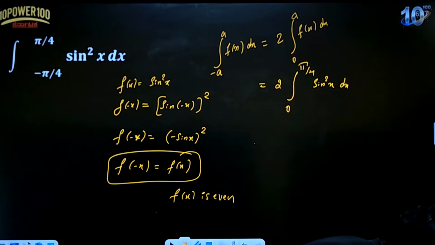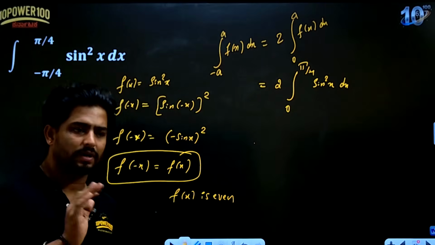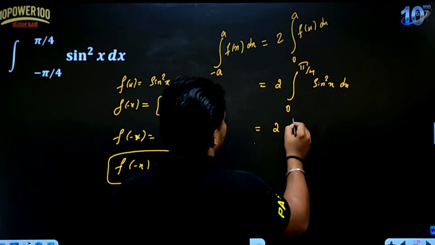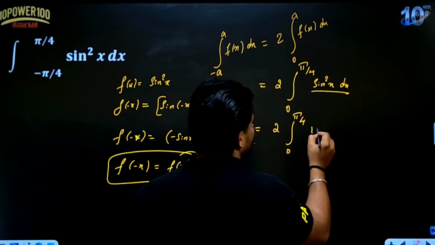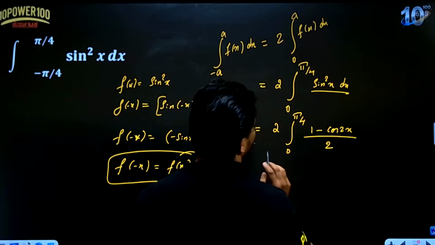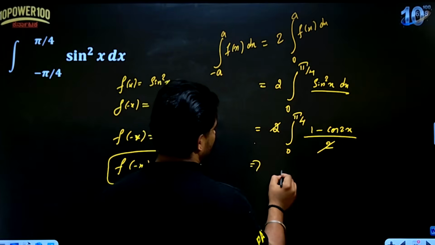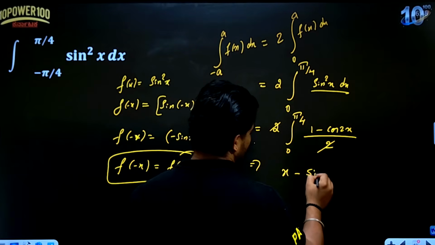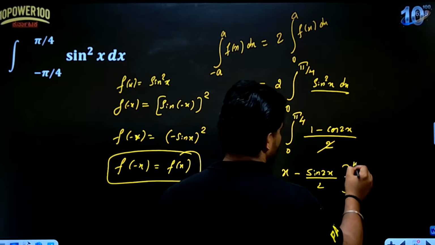So tell the mark division. Okay, I'll tell the mark division. Mark division is different for different sums. Okay, I'll tell in the end. So now this is 2 of 0 to pi by 4. We know that we can't integrate sin square x directly. That's why we write it as 1 minus cos 2x by 2. Correct? So 2 and 2 cancel out, and integration of 1 is x, minus the integration of cos 2x is sin 2x by 2, with limits 0 to pi by 4.